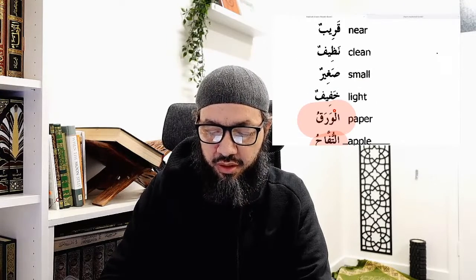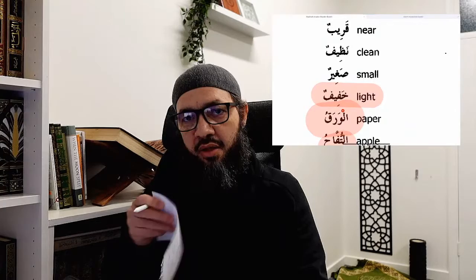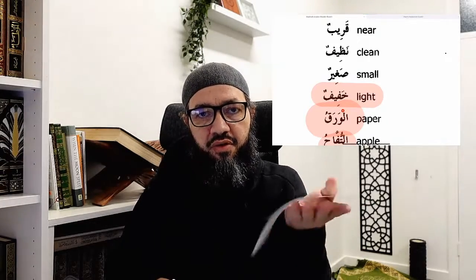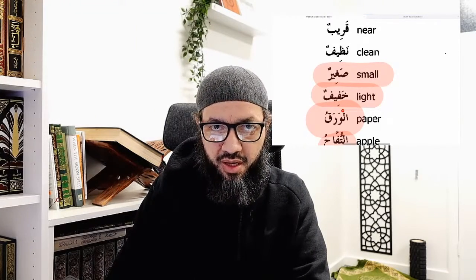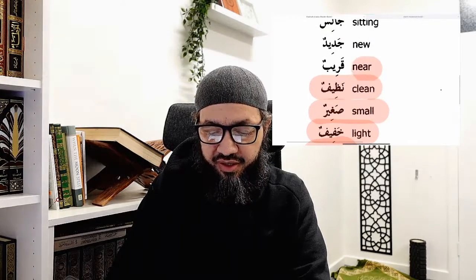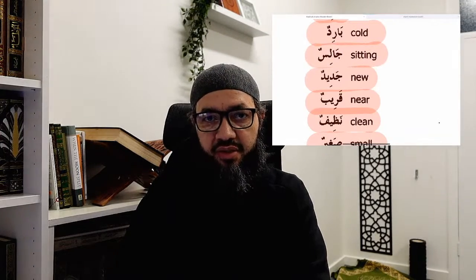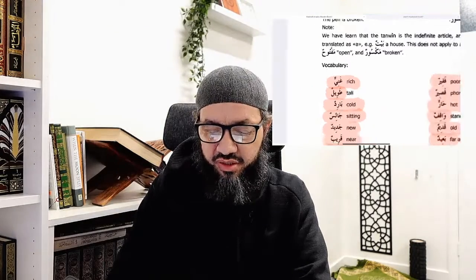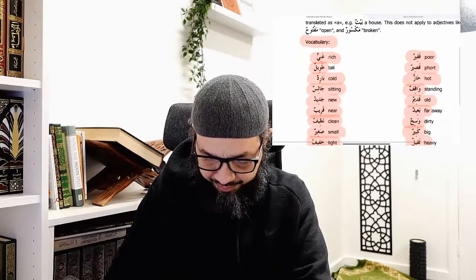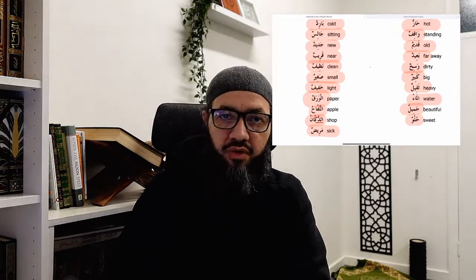And you have some more descriptions here. Khafifun, light. So you say al-waraqu khafifun. Al-waraqu khafifun, light, right? It's not heavy. Saghirun, small. Nadhifun, clean. Qareeb, close. Jadid, new. Jalis, sitting, right? Barid we did, tawil we did, and last one, ghaniyun, rich. So that's the vocab. How many words are there? 1, 2, 3, 4, 5, 6, 7, 8, 9, 10, 11, 12, 13. 13 and plus maybe another 12. You've got over 25 words here.